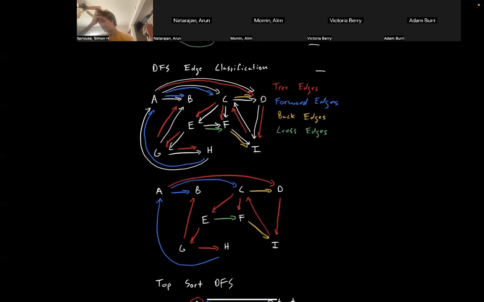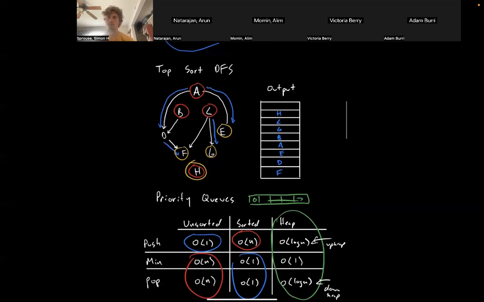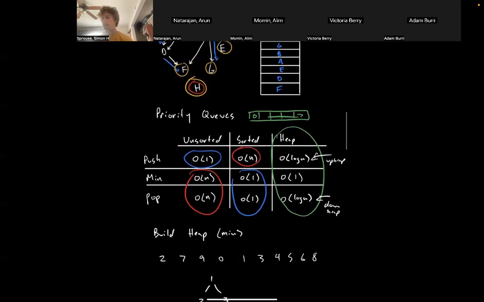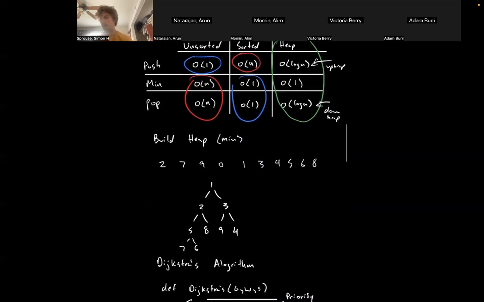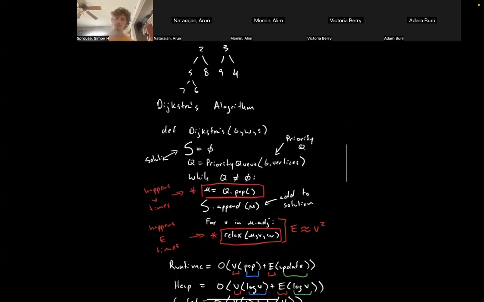When you run DFS, you get an output that's a tree, and all of the edges that don't belong on that tree get classified differently. Top sort can be done with in-degree, or it can be done with DFS. There's 3 different ways to implement priority queues. They all have different trade-offs and drawbacks. You can use a binary heap as a compromise between the two.